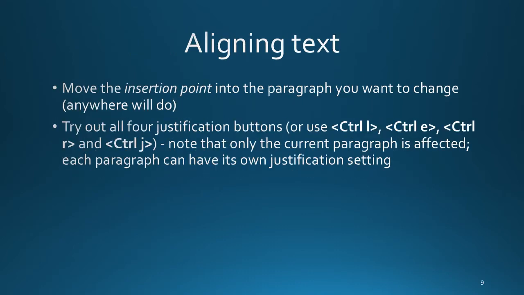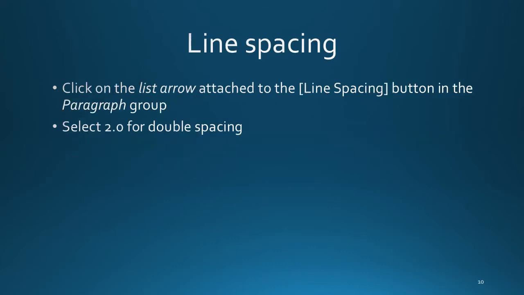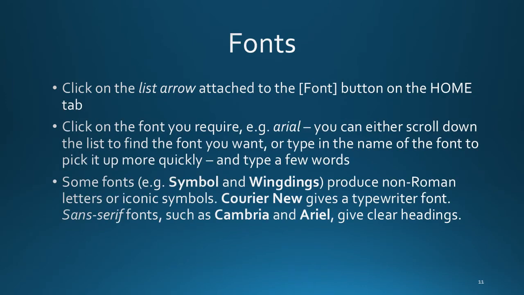Aligning text. Move the insertion point into the paragraph you want to change. Anywhere will do. Try out all 4 justification buttons, or use Ctrl L, Ctrl lowercase e, Ctrl lowercase r, and Ctrl lowercase j. Note that only the current paragraph is affected. Each paragraph can have its own justification setting. Line spacing. Click on the list arrow attached to the line spacing button in the paragraph group. Select 2.0 for double spacing.